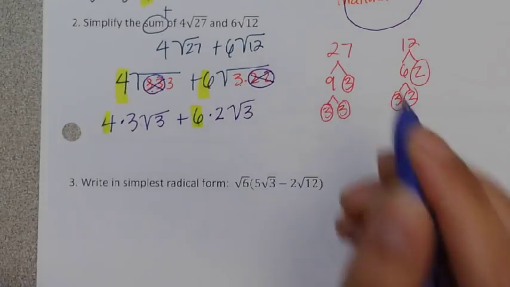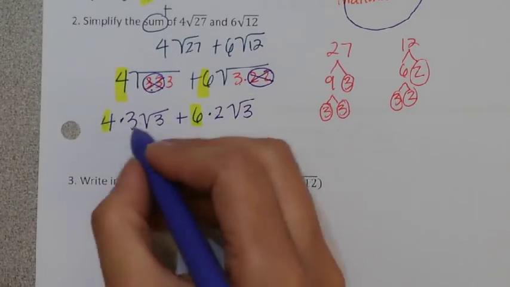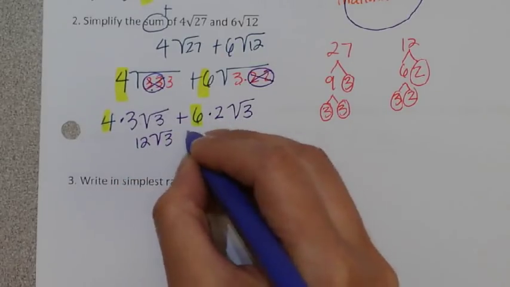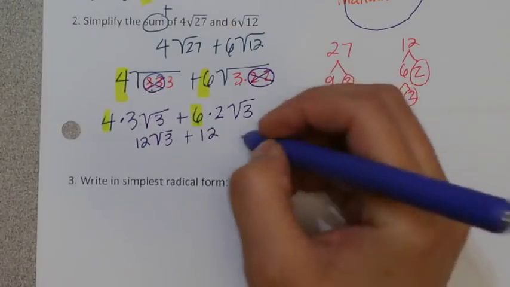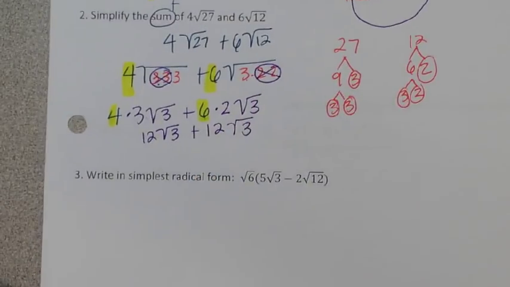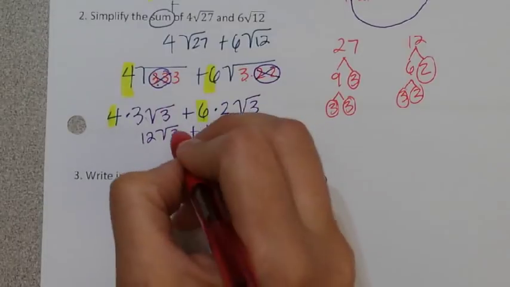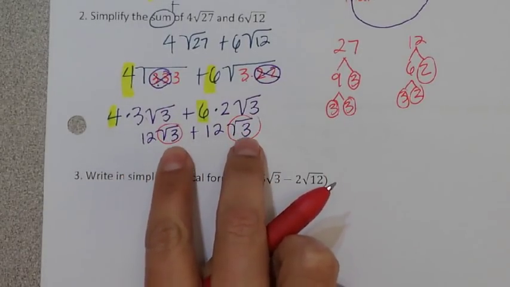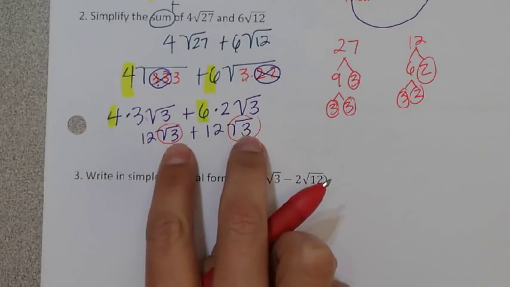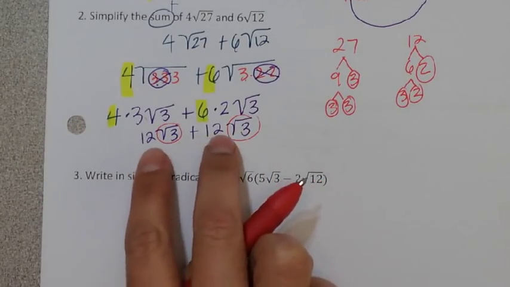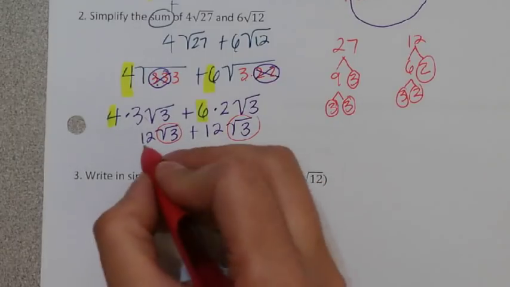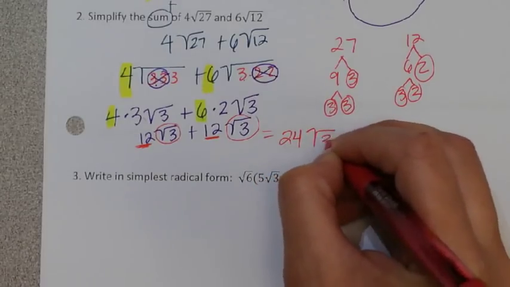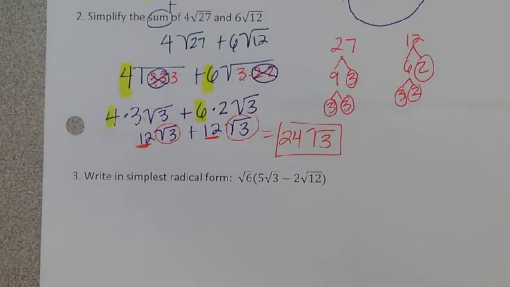Once I do that, I can simplify by multiplying the coefficients. So I have 12 square roots of 3 and 12 square roots of 3. Once I simplify it all the way, I notice that they're both square roots of 3. So the root index, which is a square root, and the radicand, which is 3, are both the same. That means I can combine them like I would like terms by adding the coefficients. So this becomes 24 square roots of 3. And that will be the answer for number 2.